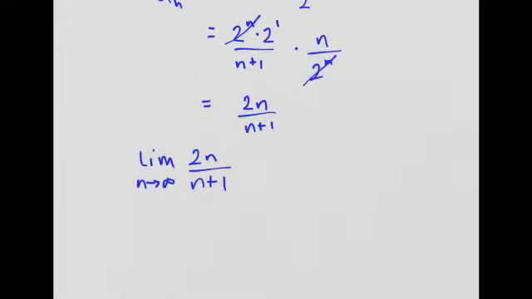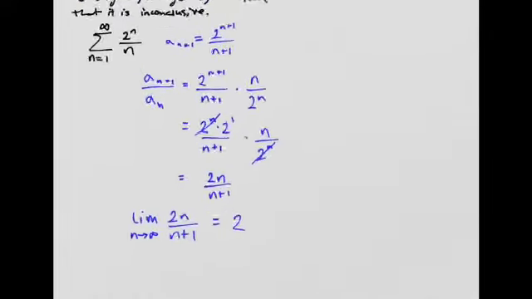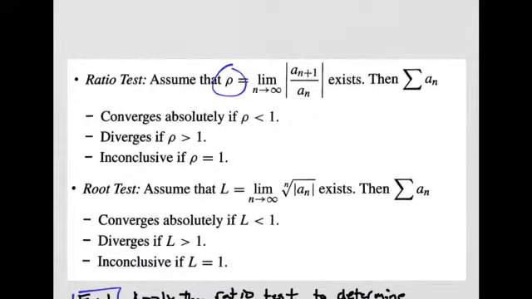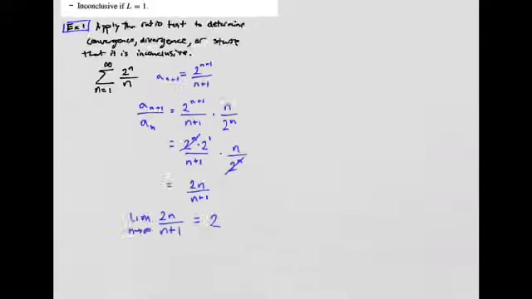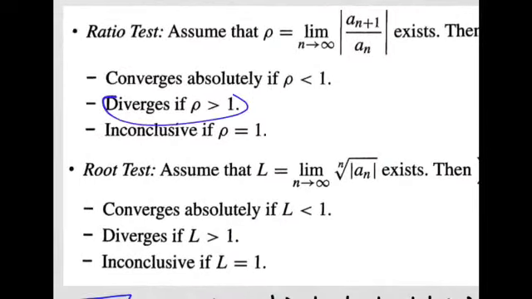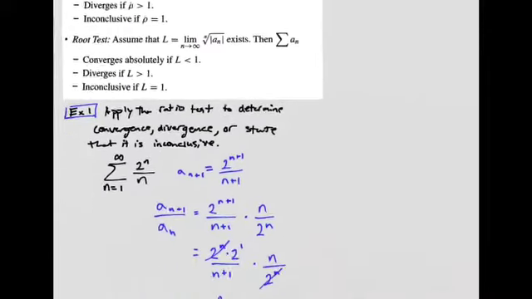So this limit is just 2, because those are the same degree in the top and the bottom, and 2 is greater than 1. So the limit, that's the Greek letter rho, rho for ratio test maybe, I don't know. And then, just because root starts with an R as well, so I don't know. We know rho is greater than 1, so this series diverges.